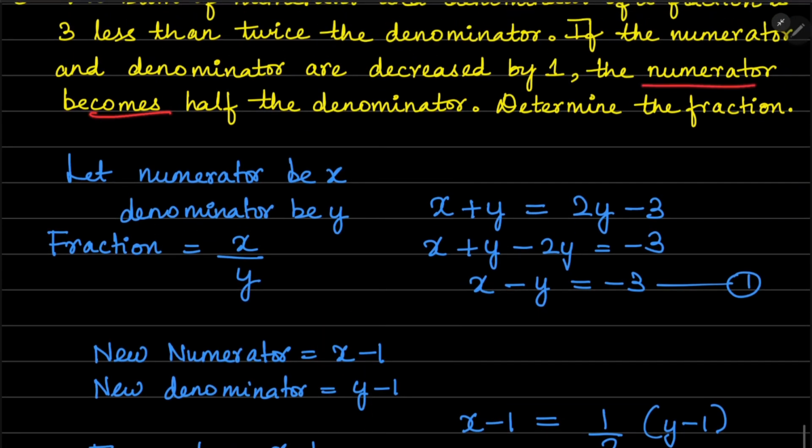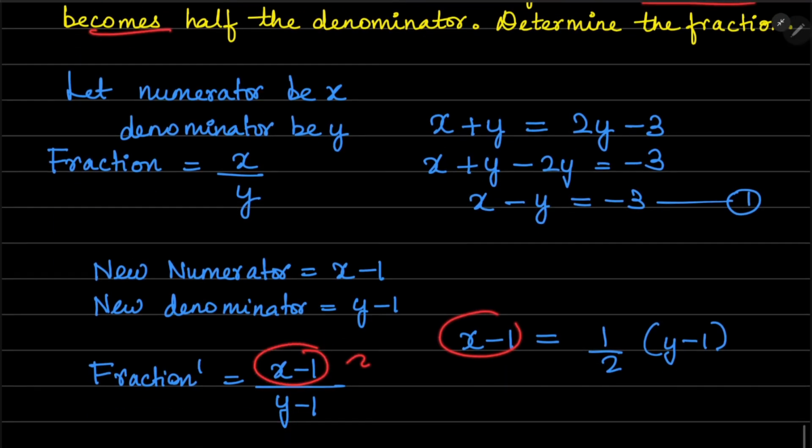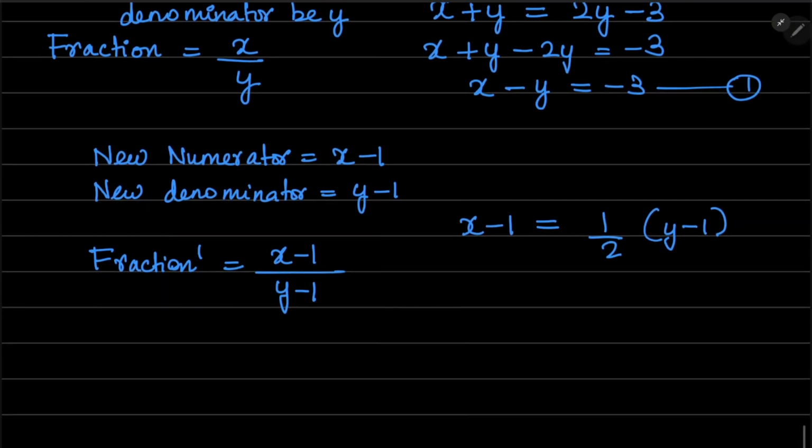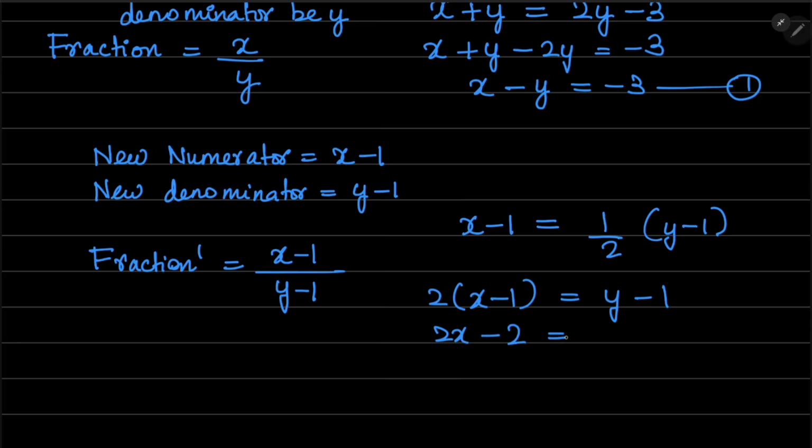and then apply the logic. The numerator x minus 1 becomes half the denominator. Half the denominator is nothing but half of y minus 1. That's all. So you can just cross multiply. What do you get when you cross multiply? 2 multiplied by x minus 1 is equal to y minus 1. So 2x minus 2 is equal to y minus 1.